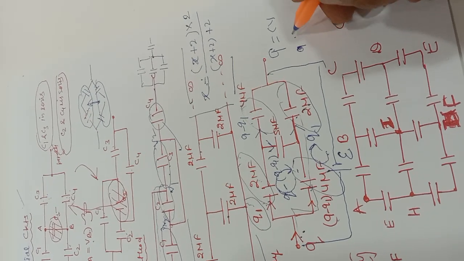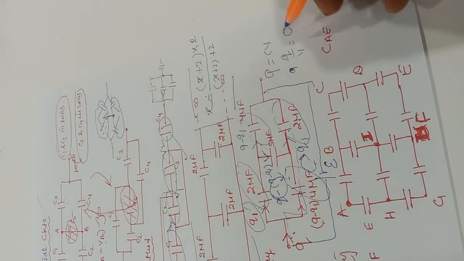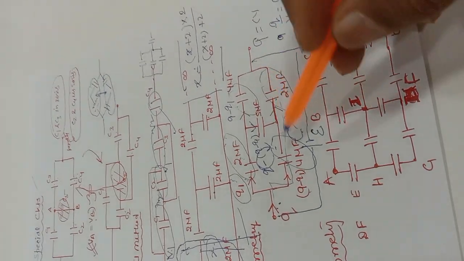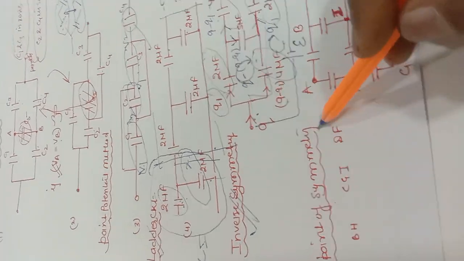So let's say the Q upon V ratio is equal to C, and C will be the total resultant capacitance of this circuit. So I hope this is clear to you. Now next, that is called point symmetry.